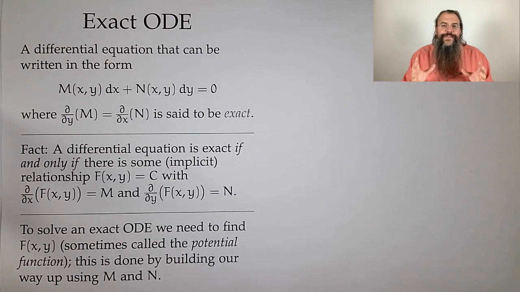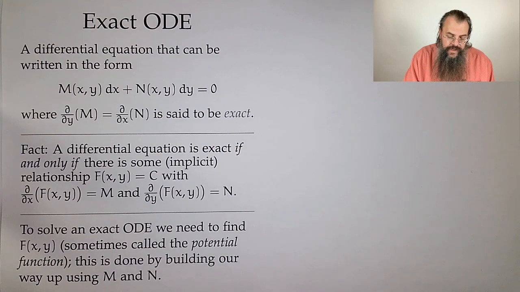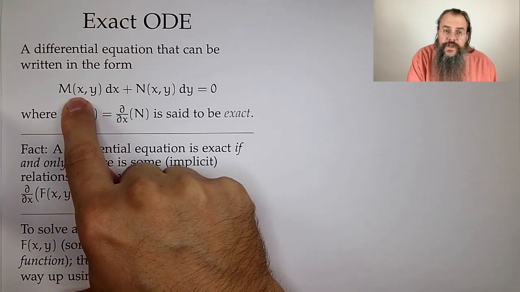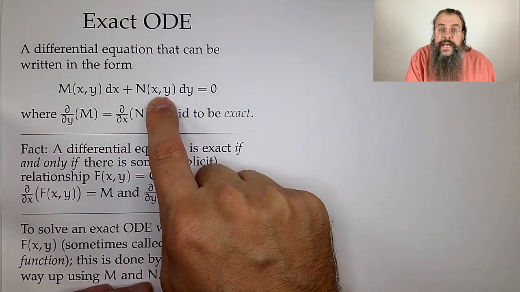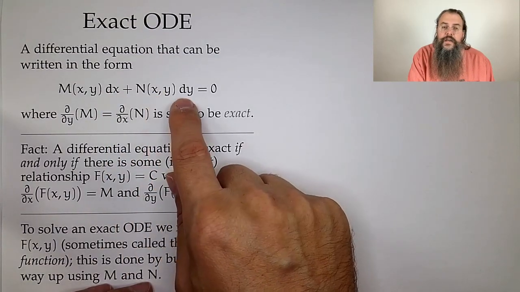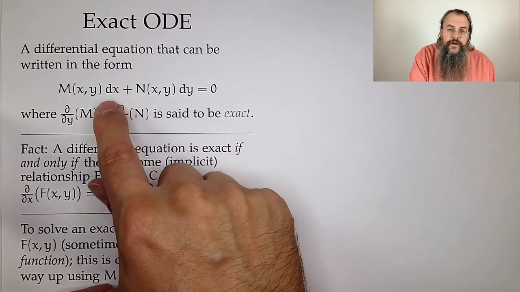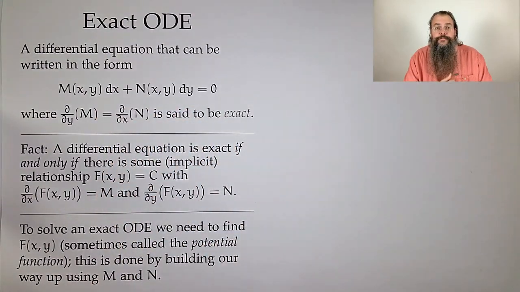So what are exact ordinary differential equations? Well, essentially it's a differential equation that can be written in the following way. Namely, some function M, which depends on x and y, dx, plus some function N, which depends on x and y, dy, equals 0. So we might recall we call this differential form.